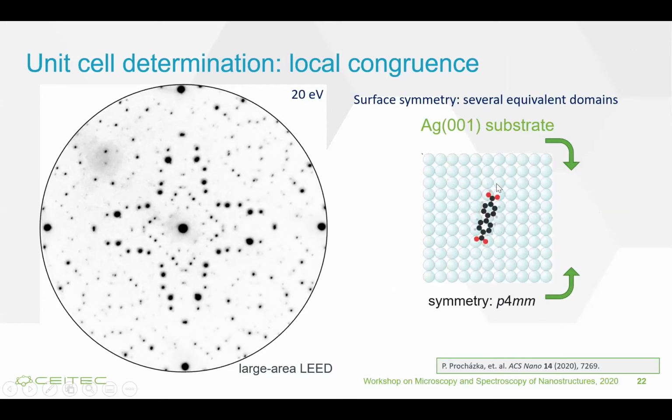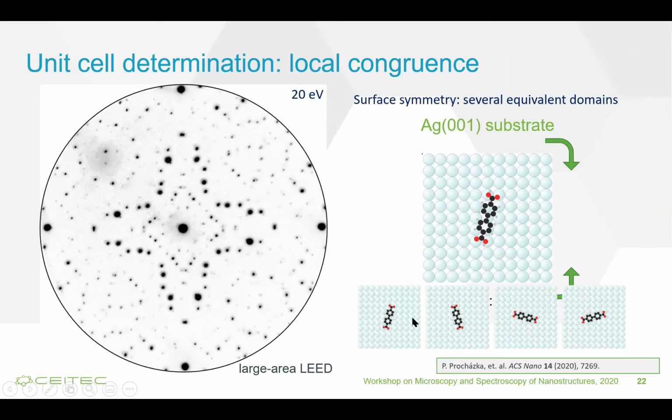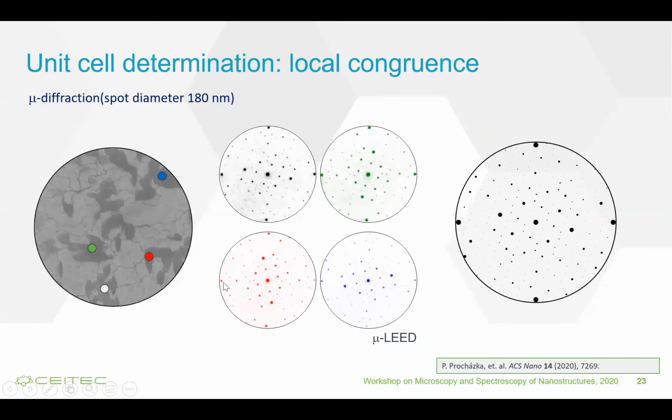And if our molecule is sitting on the surface, not aligned with the surface, we have 4 possibilities. Then we have 4 rotation and symmetry equivalent domains on the surface. So then we can see this diffraction pattern is actually composed of 4 different rotation domains.